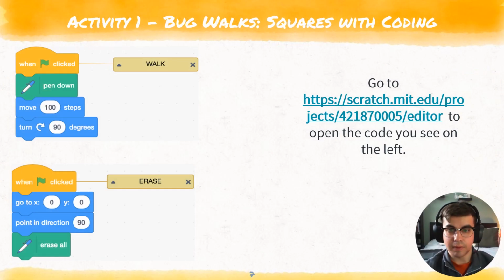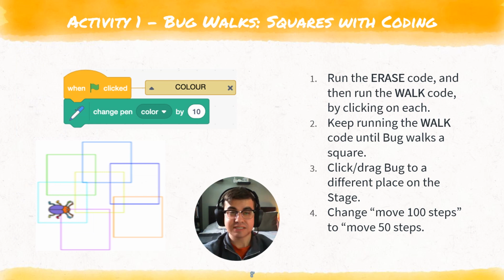Activity 1. Bug walks square with coding. Go to the Scratch hyperlink you see on the screen to open the code that is visible on the left. Activity 1 instructions. Step 1. Run the erase code and then run the walk code by clicking on each. Step 2. Keep running the walk code until the bug walks a square.